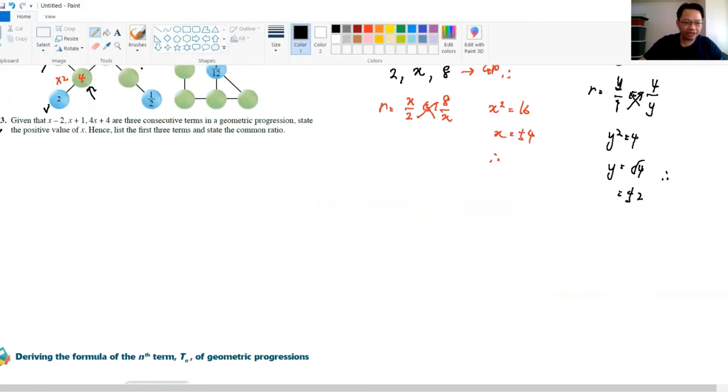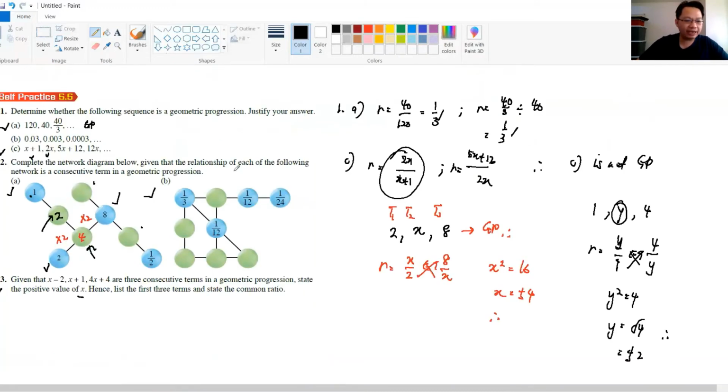So for number 3, given the first term, second term, and third term are 3 consecutive terms in the GP, state the positive value of x, hence list the first 3 terms and state the common ratio. Oh, wait a minute. Okay, guys, I need to change my explanation. Now I just noticed something.